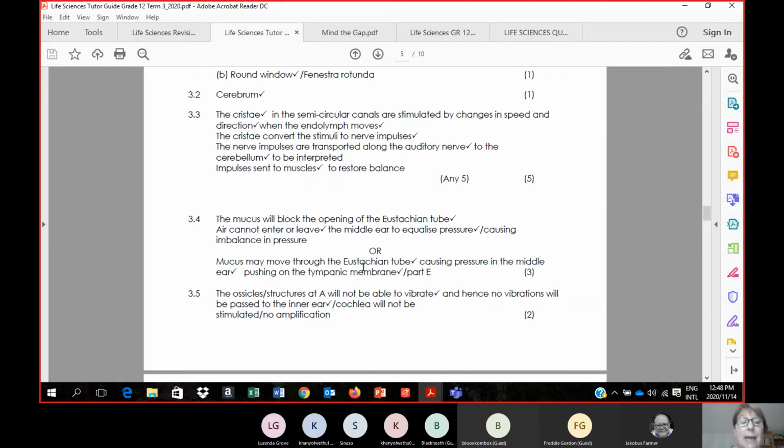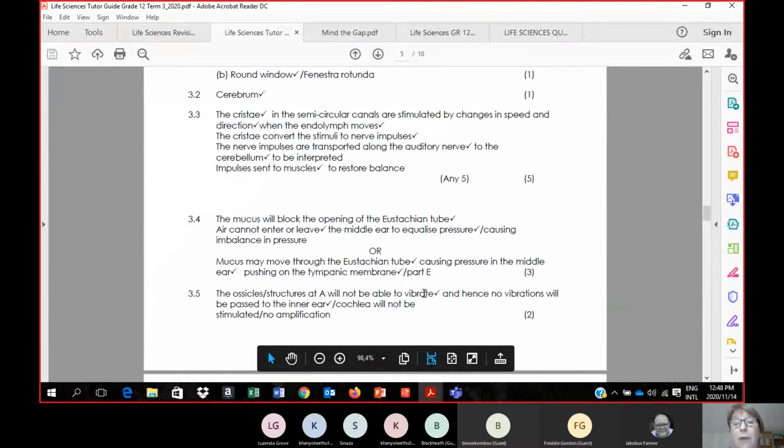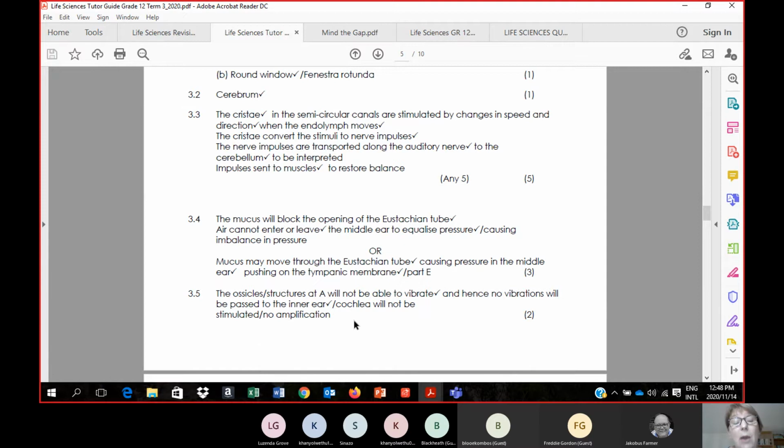So those were the three little bony ossicles. So obviously they will not be able to vibrate, and no vibrations will be passed to the inner ear or to the cochlea, and this will not be stimulated, and there's no amplification of these sound waves.